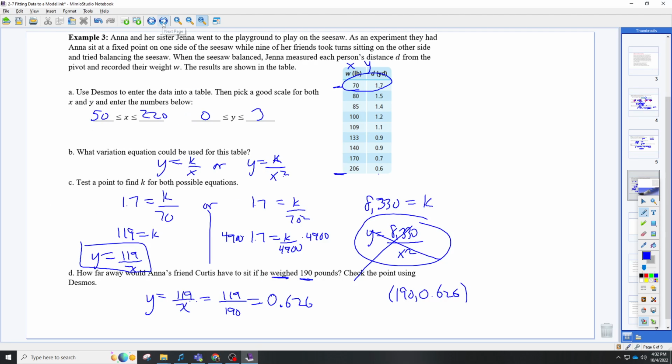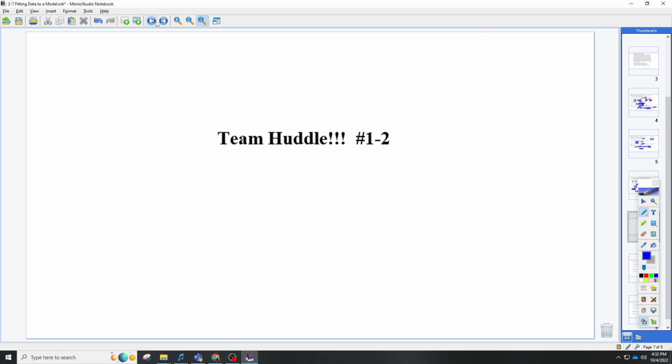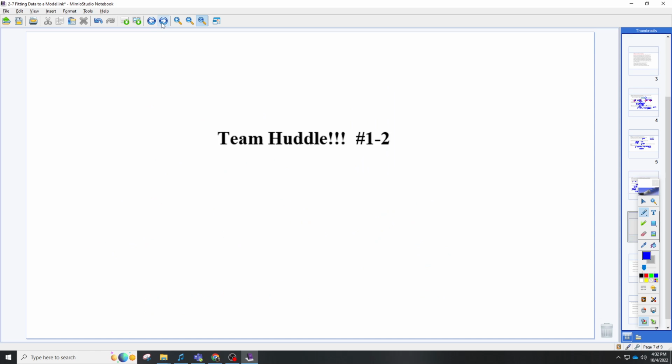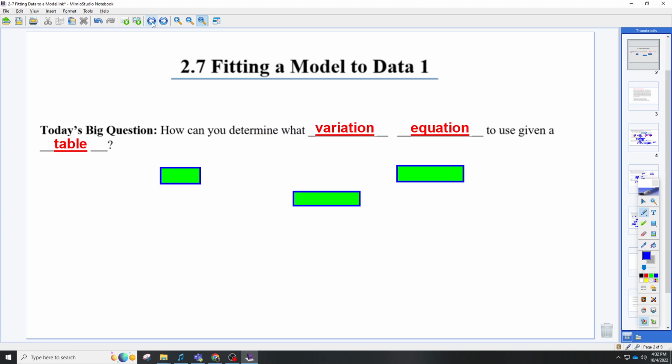The rest of the problems are for you to try. There are only 2 huddle problems to try. And again, you want to see if you can figure out which equation it falls under, depending on what quadrants it falls under. Otherwise, that is it for section 2.7. And then the next day will be 2.8, where we're going to be doing this a little bit more, and we're going to add in combined and probably just combined variation as well.